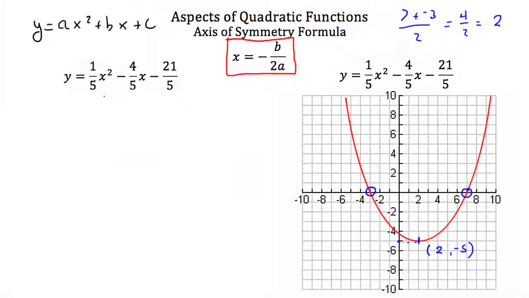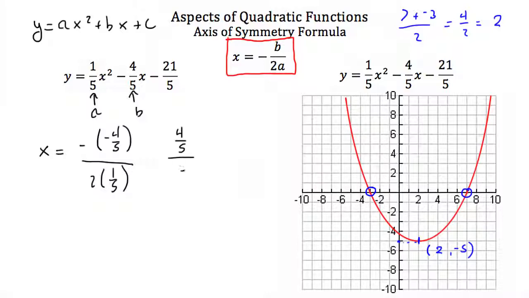So in this equation, our a would be 1/5 and our b would be -4/5. So if we plug that into this equation, we'll get x is equal to -b, where b is -4/5, over 2 times our a, which is 1/5. Now a -4/5 is a +4/5, and 2 times 1/5 would be 2/5. If you divide 4/5 by 2/5, that's the same as multiplying by the reciprocal. So that's 4/5 times 5/2, and that's equal to 2.